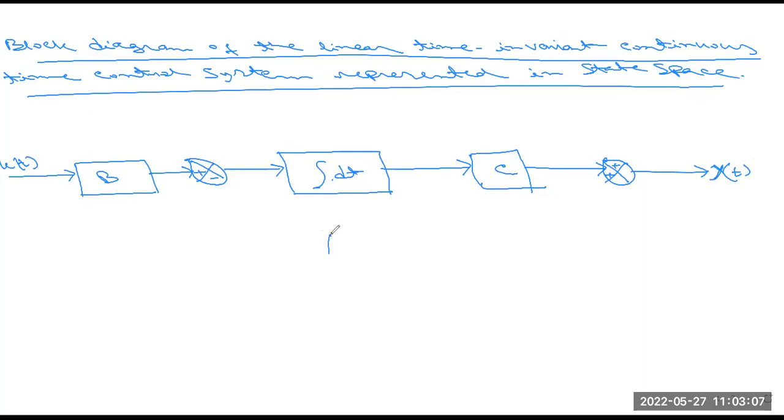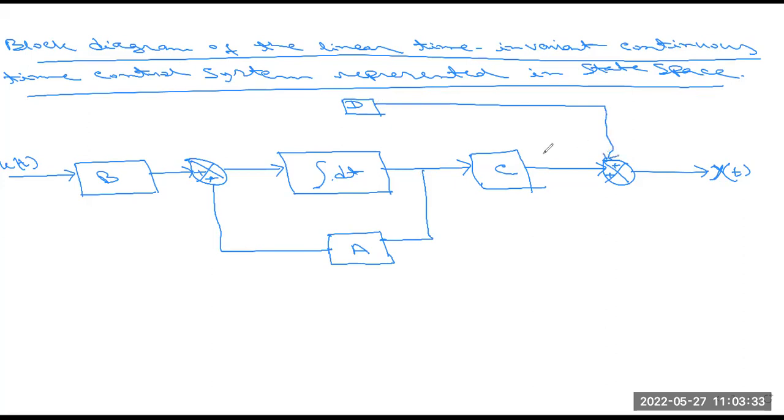And another block we have to attach here, that is A. It is connected from this output to this summing point. This is positive. Okay. And another block, this is D, which is connected from the input signal to the output summing point. Okay. So this is x dot (t).